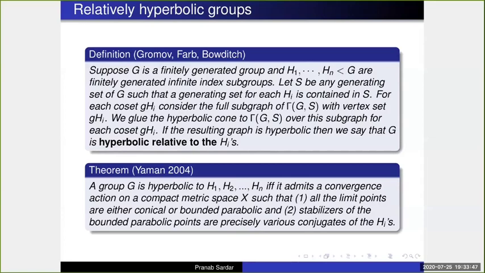So here also, Asli Yaman proves in 2004 that a group G is hyperbolic with respect to a finite collection H1, H2, ..., Hn of subgroups if and only if it admits a convergence action again on some compact metric space. But in this case, we are assuming that the limit points are either conical or bounded parabolic. Bounded parabolic is a new thing that we are allowing. And number two is that the stabilizers of these parabolic points are precisely the various conjugates of these Hi's.